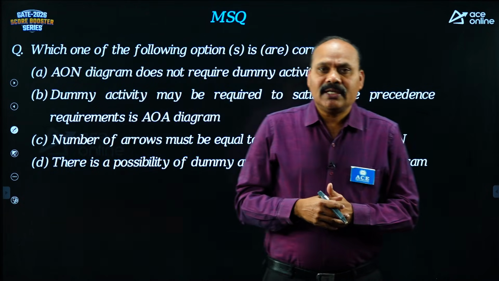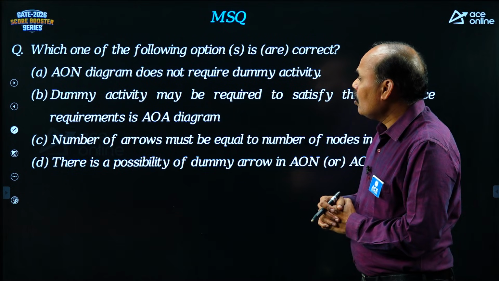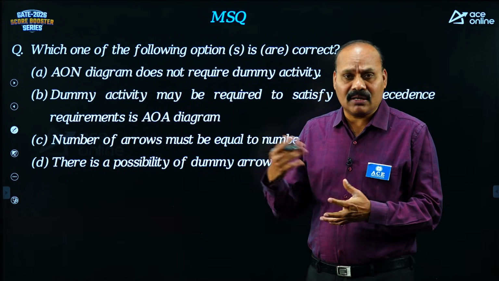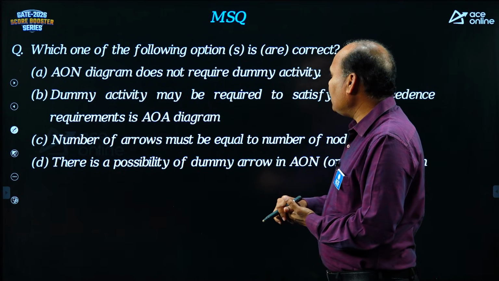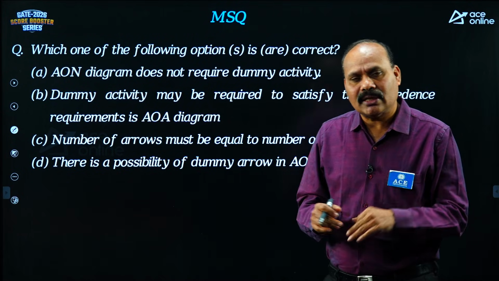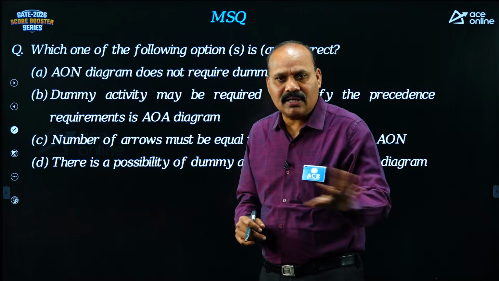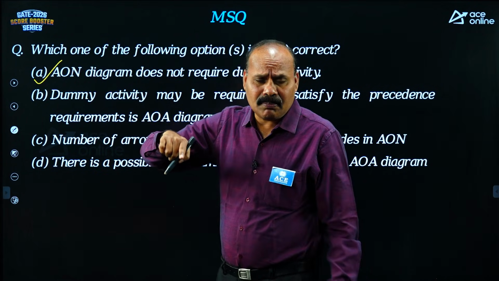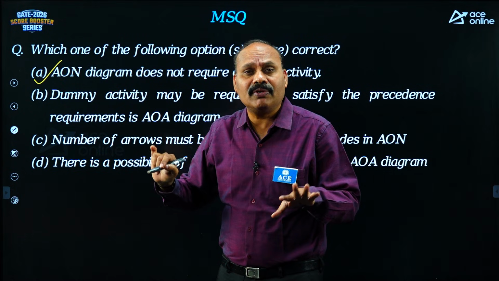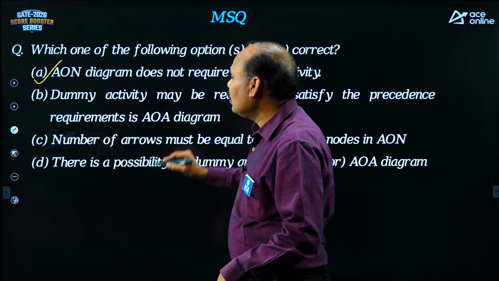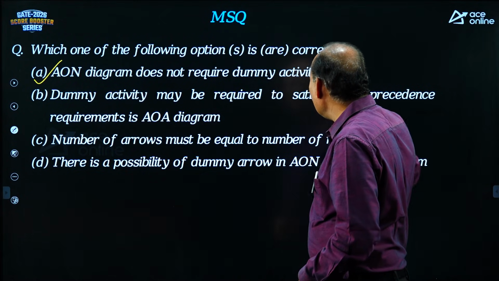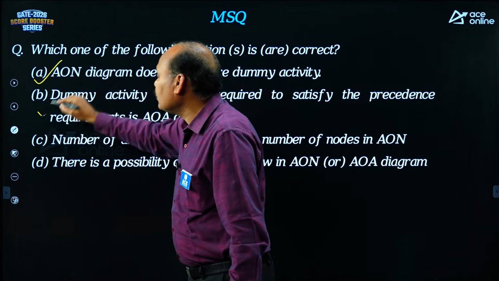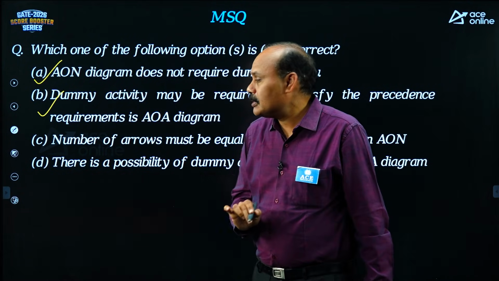Next question is related to MSQ. Which of the following are correct? A: AON diagram does not require dummy activity. Yes, 100% correct. What is the beauty of the AON diagram? Dummy activity is not required. B: Dummy activity may be required to satisfy the relationships or requirements in the AON diagram. It is absolutely correct. So B is also correct.